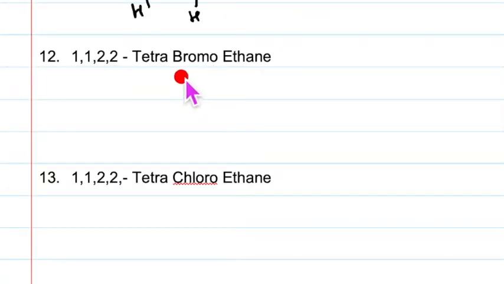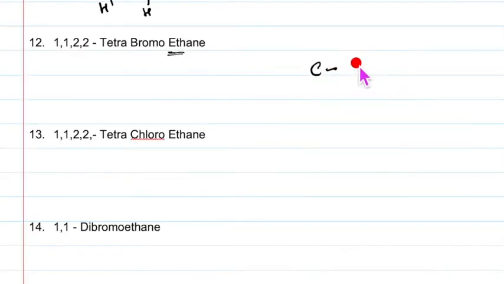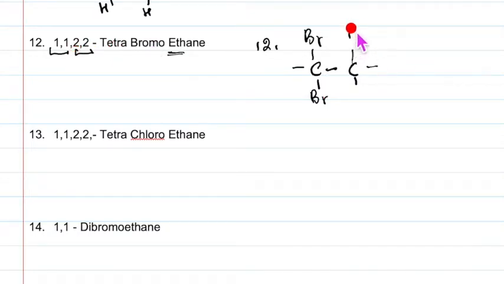We come to 12th. 1,1,2,2 tetrabromoethane. What is the root word eth? What does eth mean? These are 2 carbons. And we will show N means all single bonds. And there are 1, 1, 2, 2 means for the first carbon there are 2 bromines. So we will have bromine here and bromine here. For the second carbon again there are 2 bromines, so one on either side, and the remaining valencies will be filled by H, so that is your 1,1,2,2 tetrabromoethane.